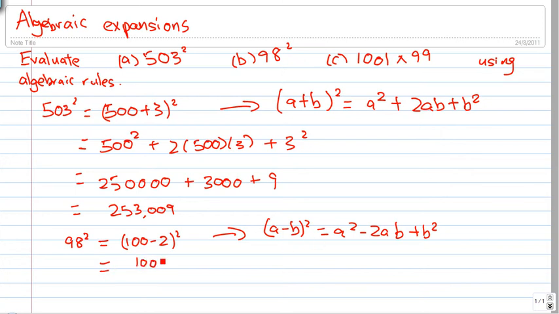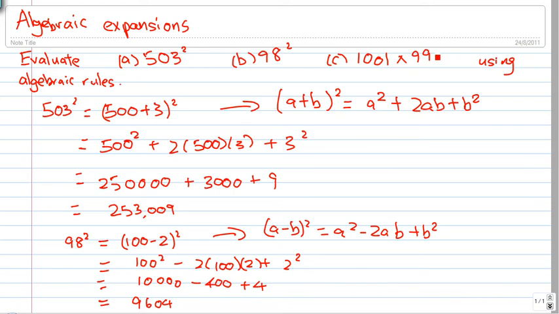You get a squared minus 2ab plus b squared. And what you get is 10,000 here, since if you square 100, you get 10,000. 2 times 100 is 200, 200 times 2, you get 400, plus 4. And your resulting answer will be 10,000 minus 400 will give you 9,600, plus 4 will give you 9,604. You don't even need to use the calculator for this.